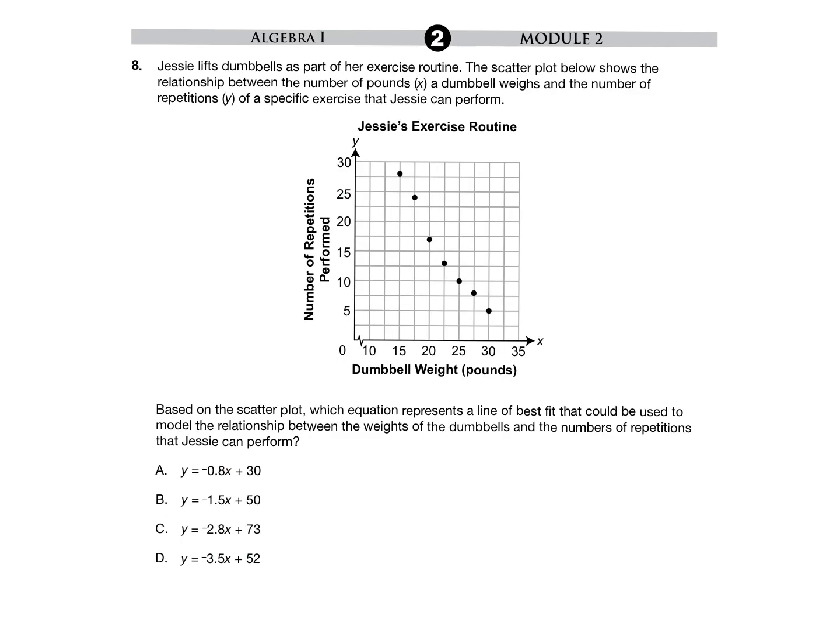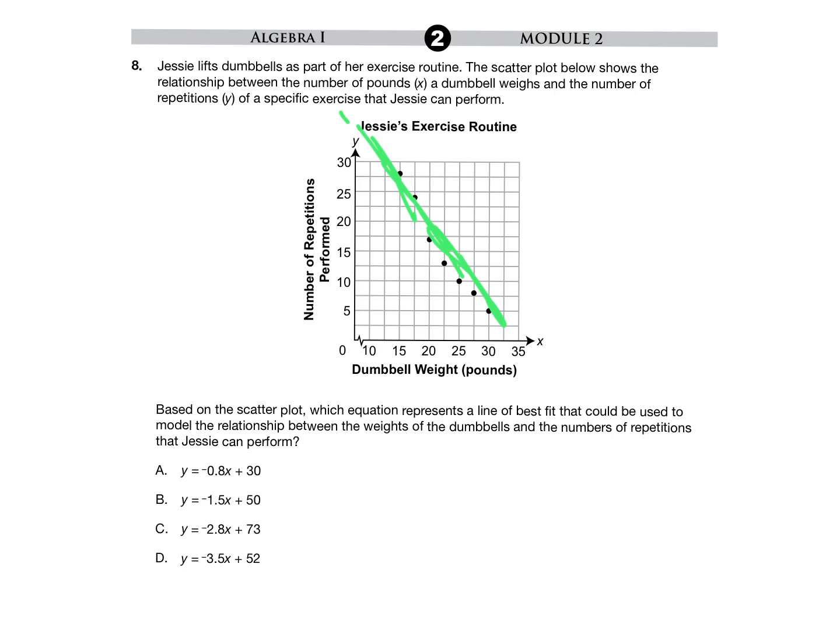If we check out number 8, they give us a relationship about the dumbbell weight in pounds and the number of repetitions performed, and a scatter plot that shows Jesse's exercise routine. Then they ask, based on this scatter plot, which equation would be the best line of fit for it. So when we look at these, you start thinking about the line of best fit, which is going to fall somewhere inside of here and go up in this general direction.